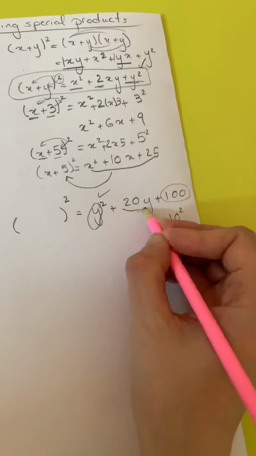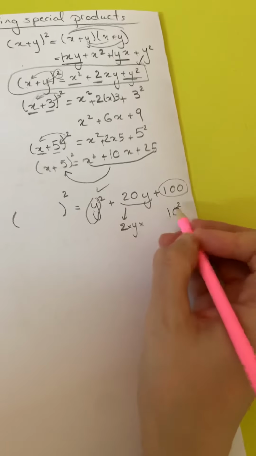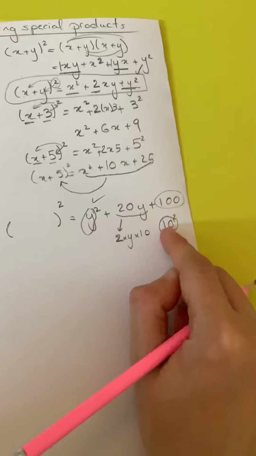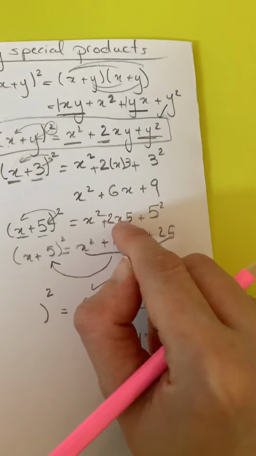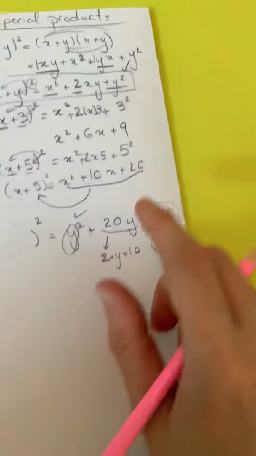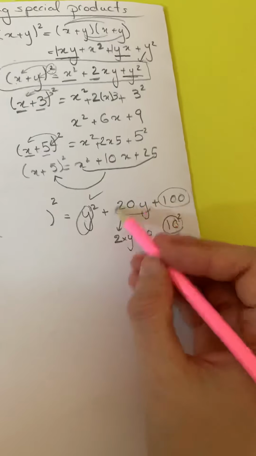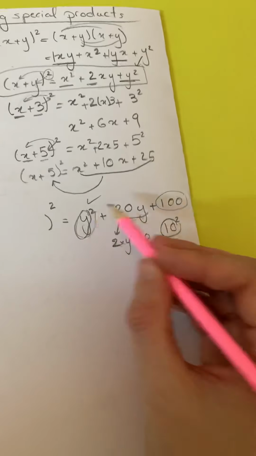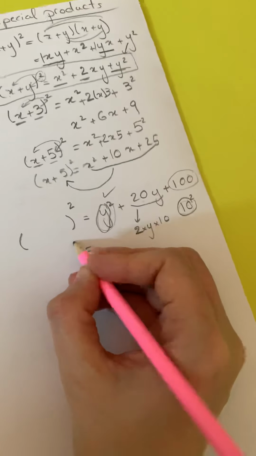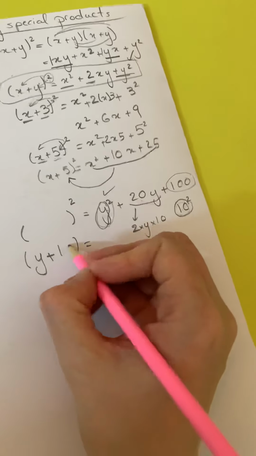Now, 20y. Can I make it 2 times the first times the last, times 10? This is what we've been doing before. 2 times the first times the last. Okay? So here it should be 2 times y times 10. Let's check it. Is 20y 2 times y times 10? It is, because 2 times 10 is 20. So you directly write it as the first y plus the last 10 power 2.